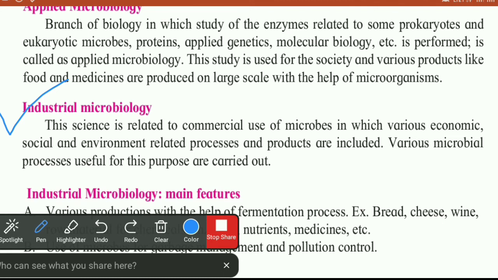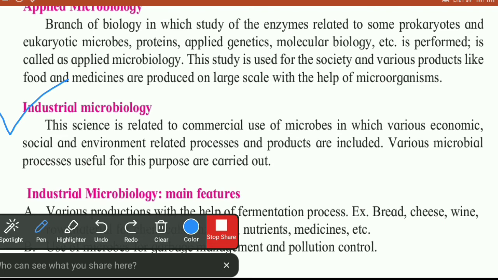The name suggests it is industrial. So what is the meaning of industrial? Industrial microbiology is basically the commercial use of microbes. It is the production of various products which are of economic benefit, and we can say it is large scale production. The industries produce food on a large scale, that's why we say it's industrial microbiology.